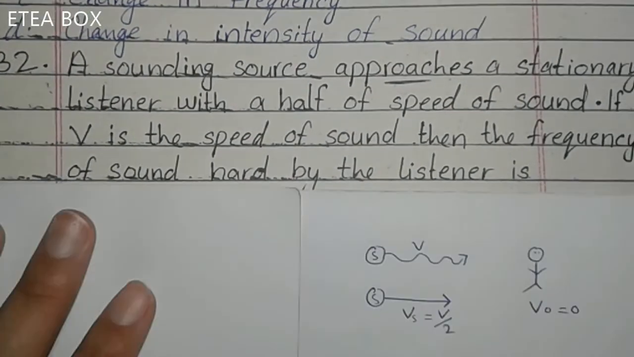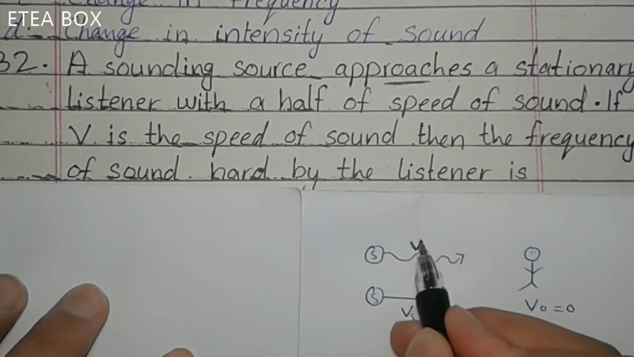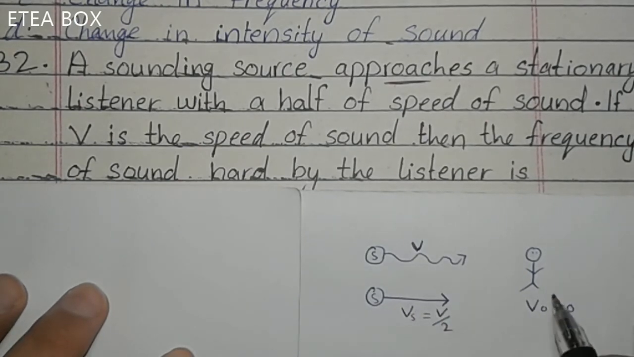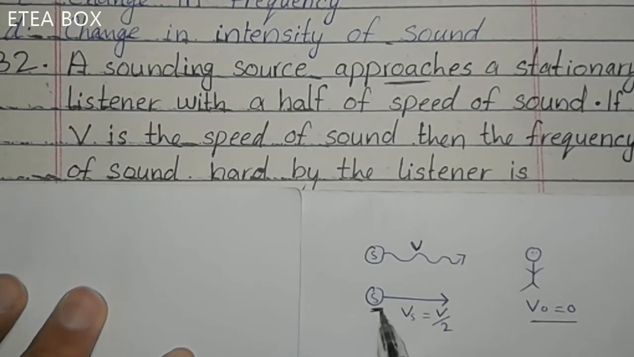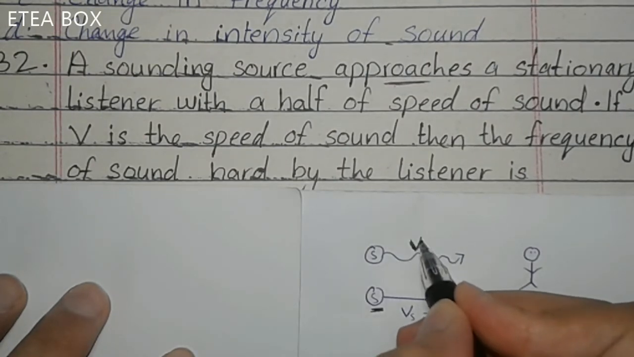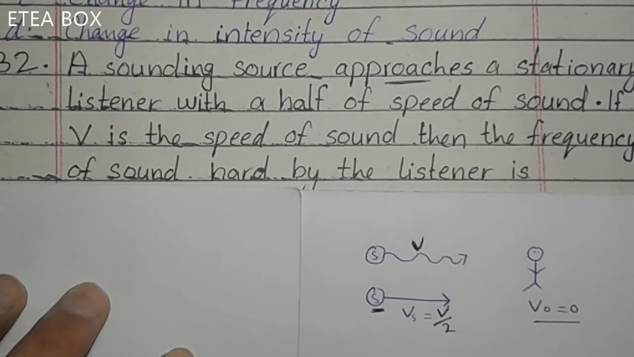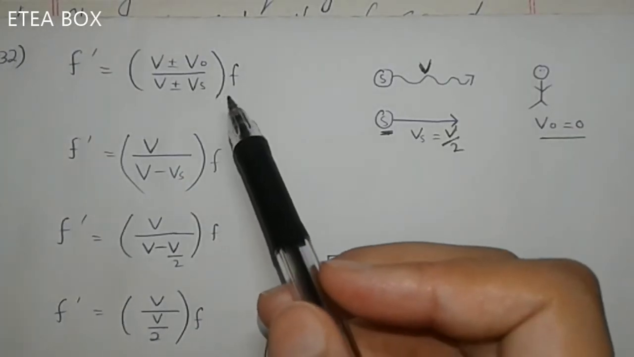Now look at the condition. This is the source of sound, and the sound is moving with speed V, and the stationary listener's velocity is equal to 0. The speed of the source is half of the speed of sound. The speed of sound is V, and the speed of the source is equal to V divided by 2.